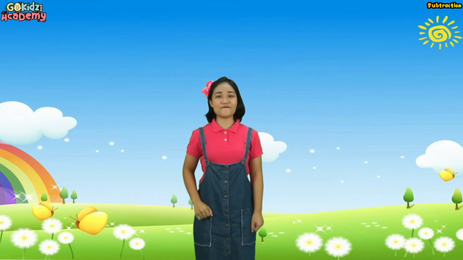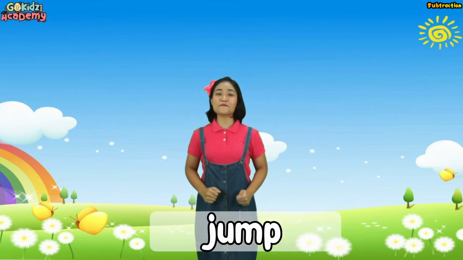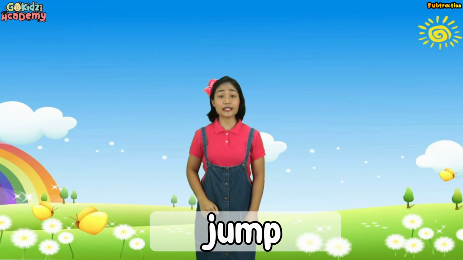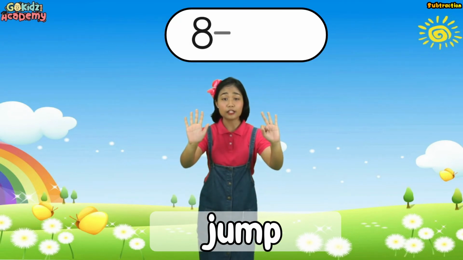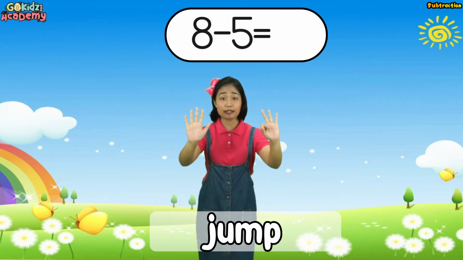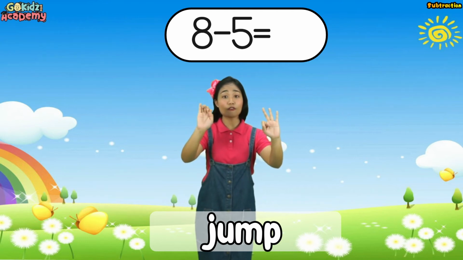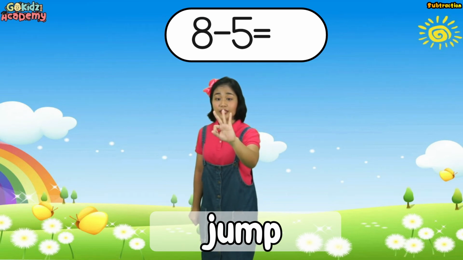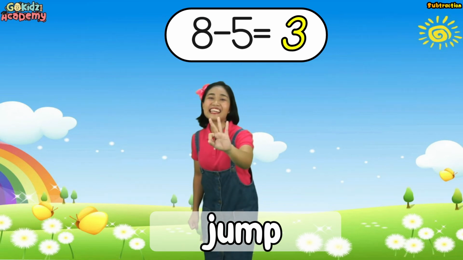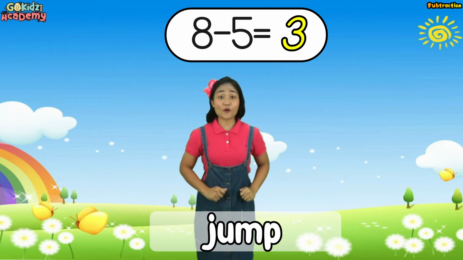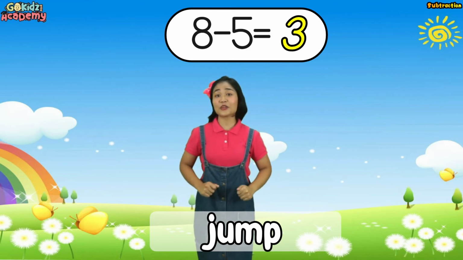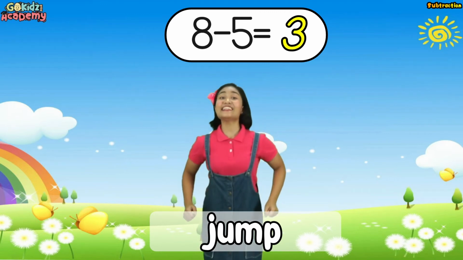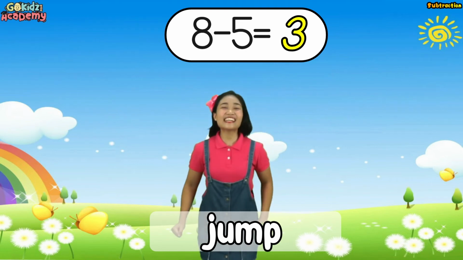Next action. Oh, let's jump. But before we jump, let's subtract 8 minus 5. So 8, let's take away 1, 2, 3, 4, 5. How many are left? Correct! 3. 8 minus 5 equals 3. Let's jump 3 times. 1, 2, 3.